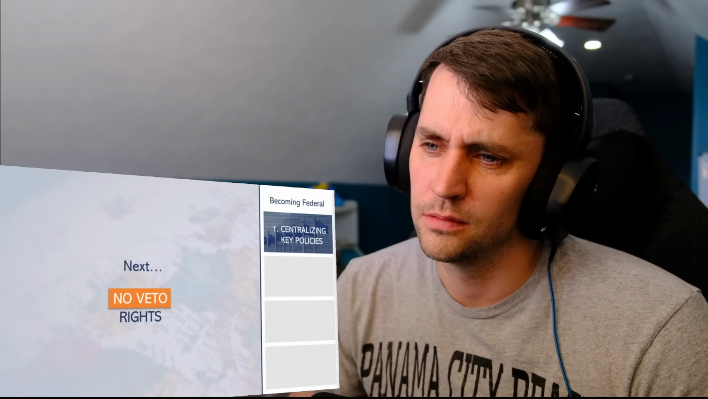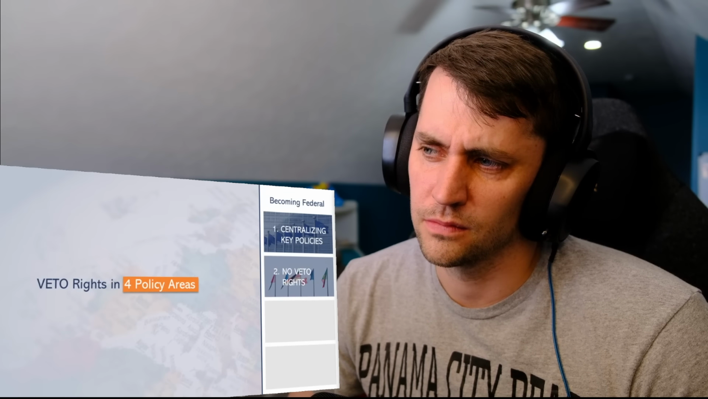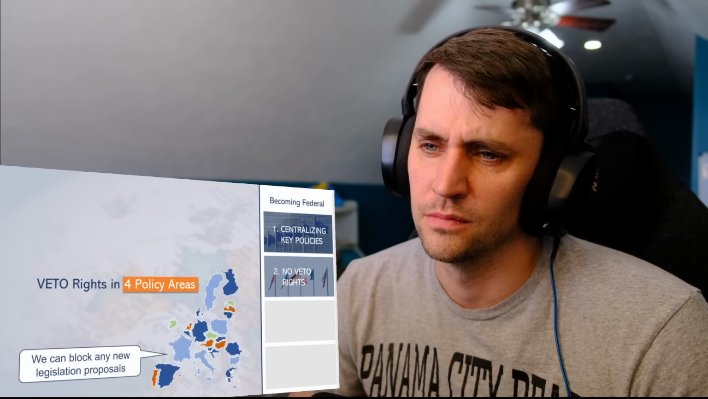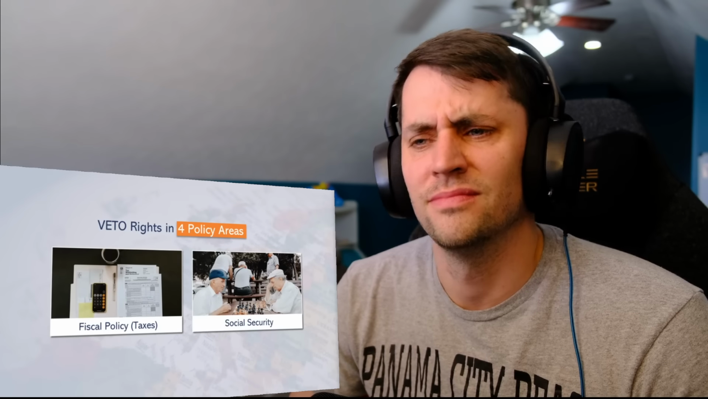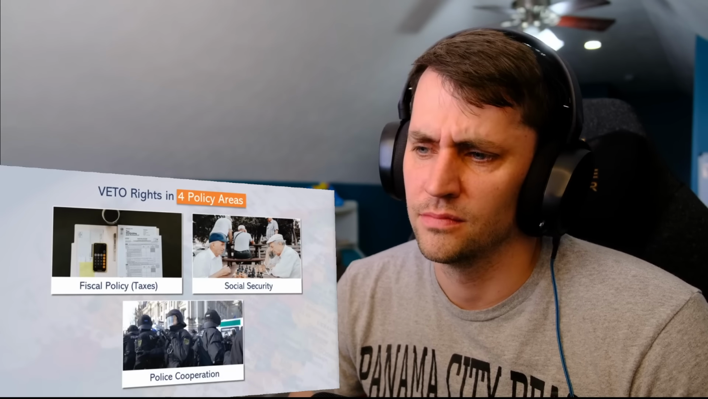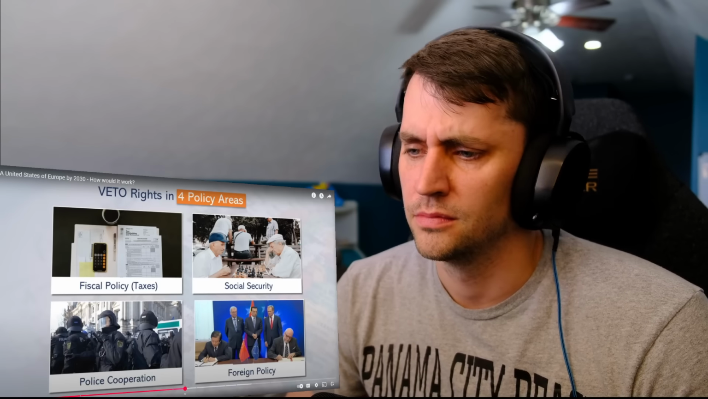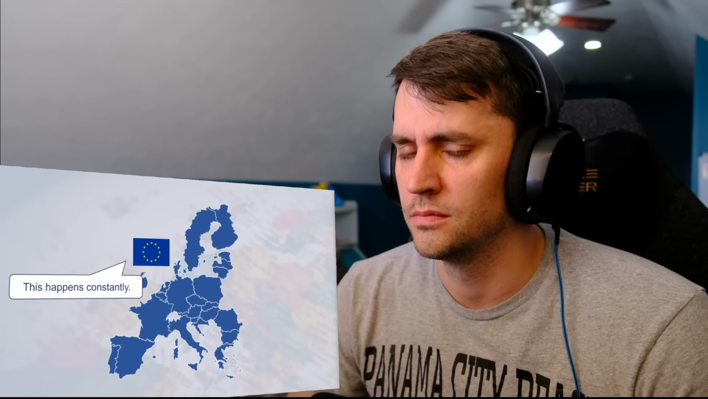Next, there's the issue that member states have veto rights. As mentioned before, there are 4 key policy areas in which the European Union cannot legislate unless there's unanimous agreement. These areas are fiscal policy, including taxes, social security, police cooperation, and foreign policy. I wonder if it's ever been used. This means that the entire EU can be held hostage if one country disagrees.